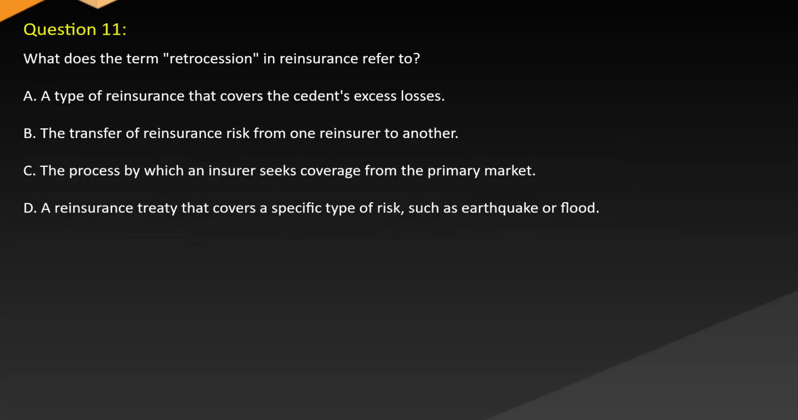Question 11. What does the term retrocession in reinsurance refer to? A. A type of reinsurance that covers the cedant's excess losses. B. The transfer of reinsurance risk from one reinsurer to another. C. The process by which an insurer seeks coverage from the primary market. D. A reinsurance treaty that covers a specific type of risk, such as earthquake or flood.